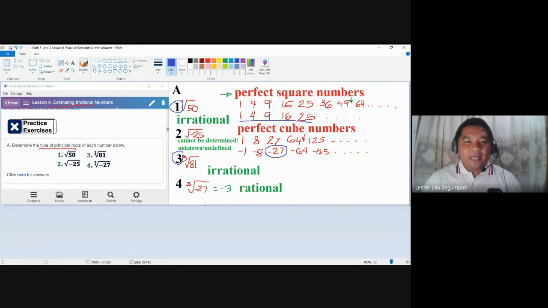So again, practice exercise A of lesson 4 is concerned with finding the principal roots of rational numbers. And to make it clear for everyone, as the last point of this video, not all numbers with roots, i.e. square roots or cube roots, are automatically considered to be irrational numbers. As you can see, just like number 4, the cube root of negative 27 yields a rational number.